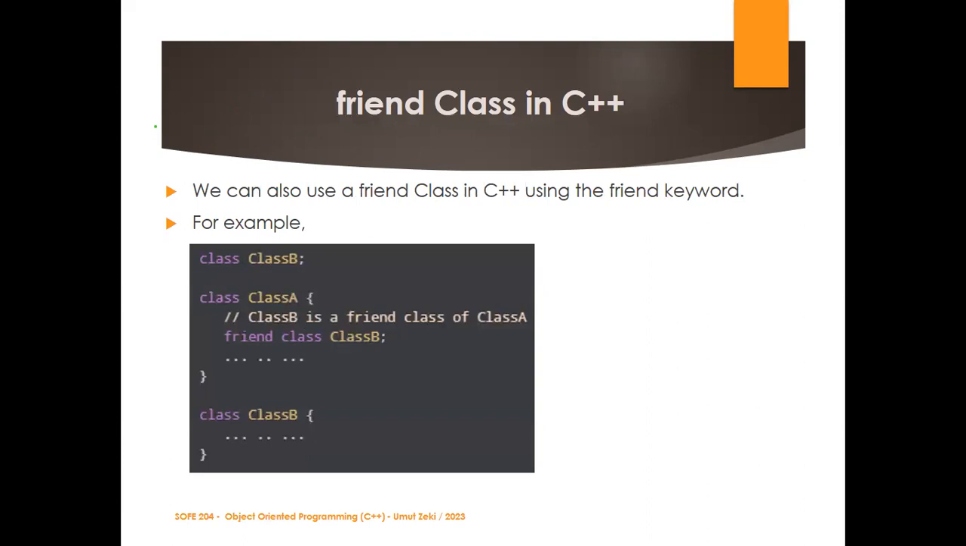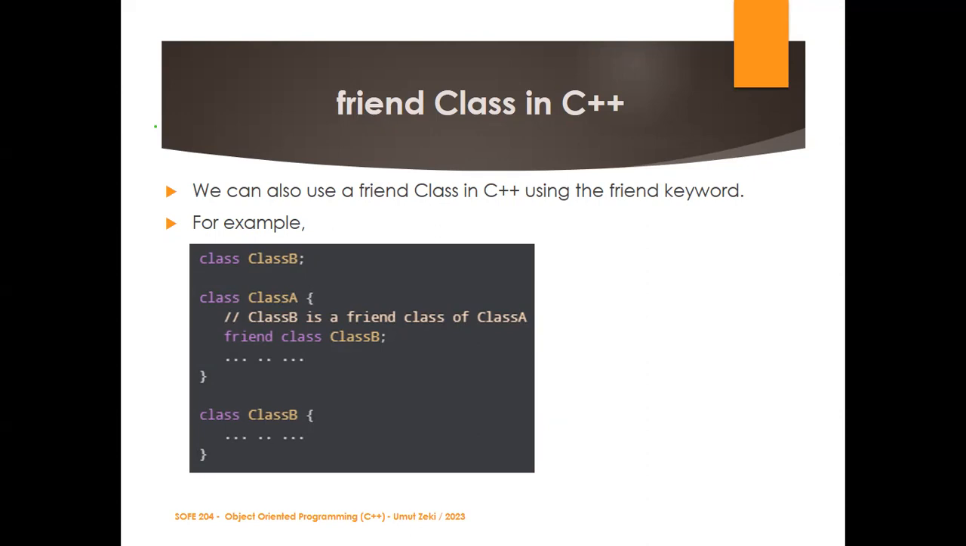We saw the friend functions. We have 4 minutes. Okay, I can finish, I think. Let's check the friend class. We can also use a friend class in C++ using the friend keyword. So we can create a friend class. One class can be a friend of another one.